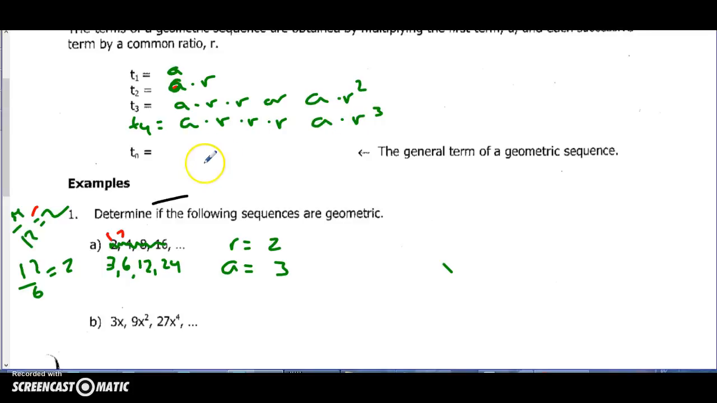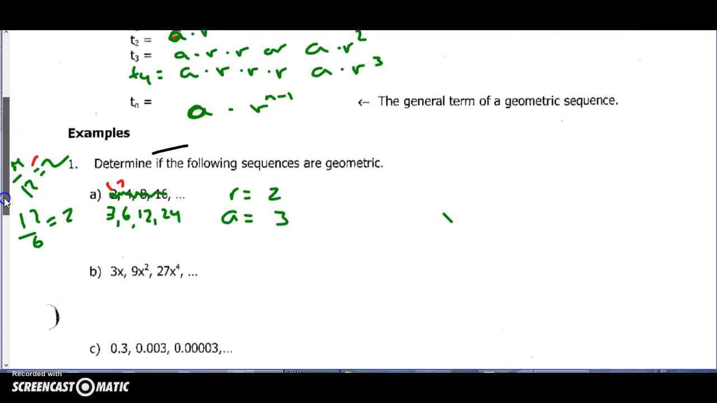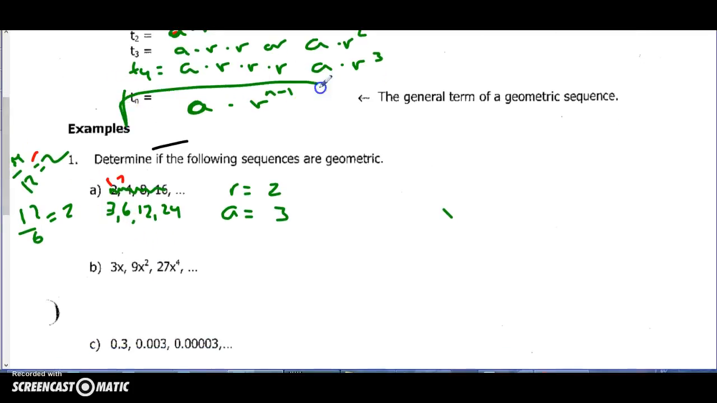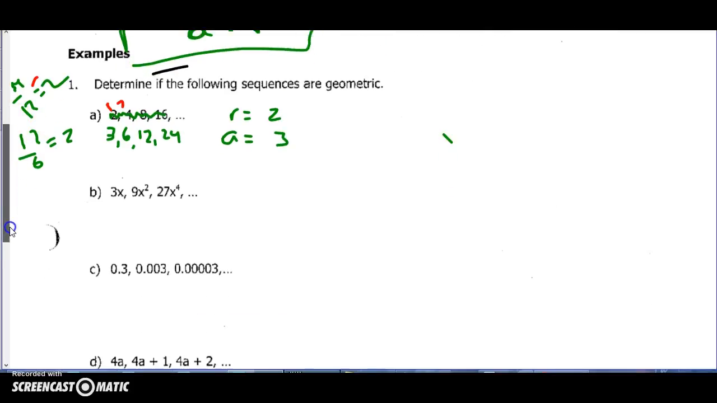So what's happening here is for any term, I'm multiplying A by R to the power of n minus 1. So that's the fourth term, power of 3. Third term, power of 2. Second term, power of 1. We don't see it here, but even the first one works, power of 0. Remember that R to the 0 would just be 1. So that's how I come up with the general equation. You don't need to memorize that. You'll be given that. And that's it.